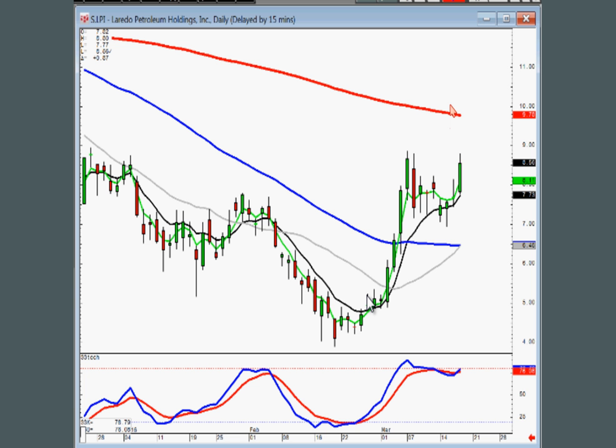LPI, another J-hook pattern, and notice where they couldn't close it? Back below the T-line. There's at least your first target.